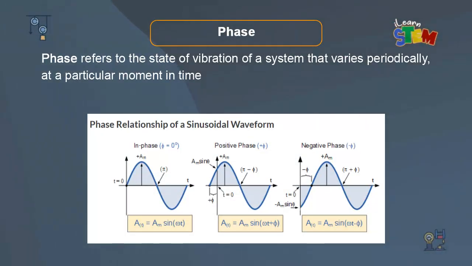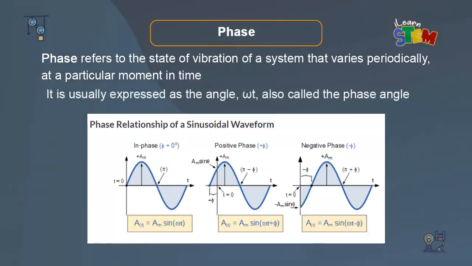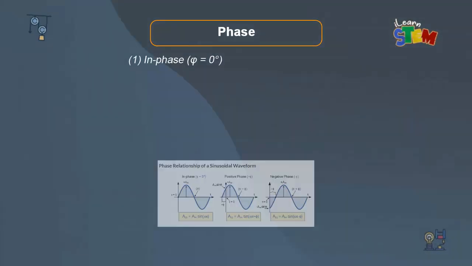Phase refers to the state of vibration of a system that varies periodically, at a particular moment in time. It is usually expressed as the angle, omega t, also called the phase angle. In alternating current circuits, the concept of phase describes how one sinusoidal waveform relates to another. There are three main cases.